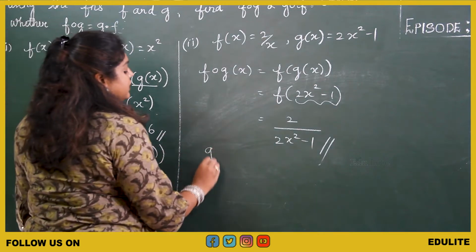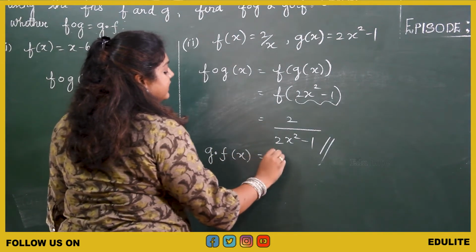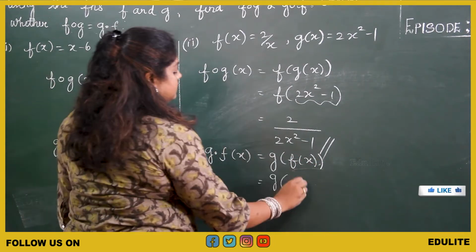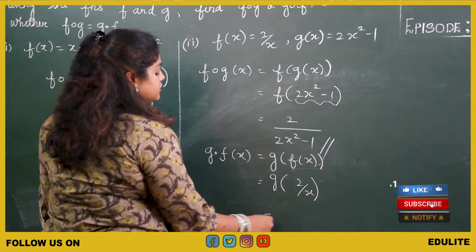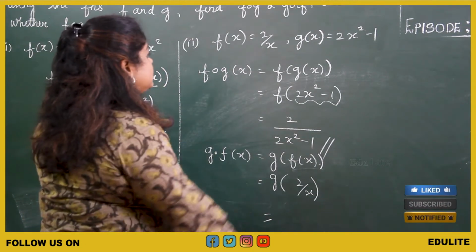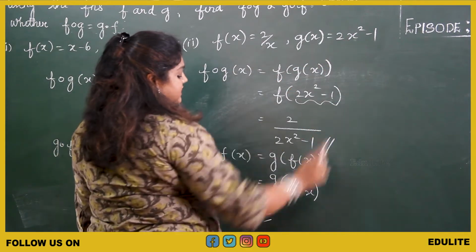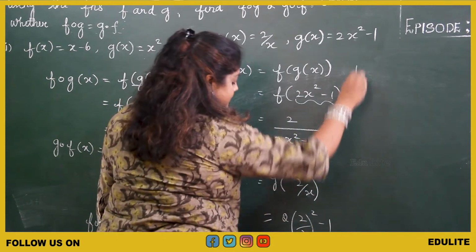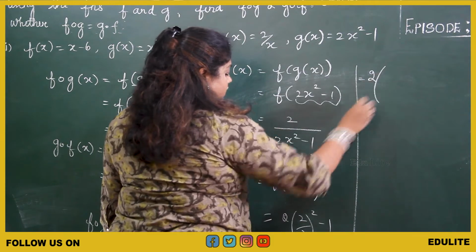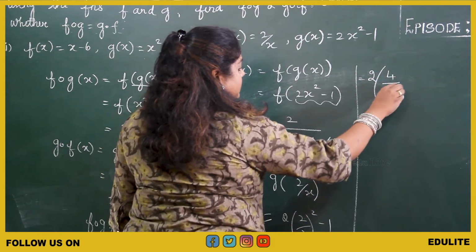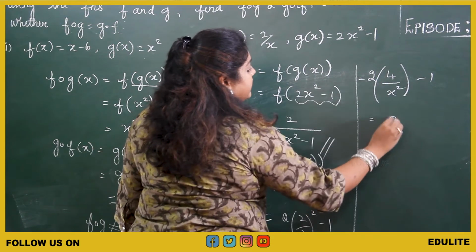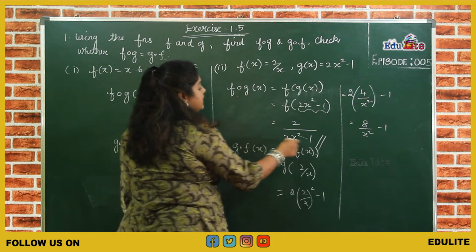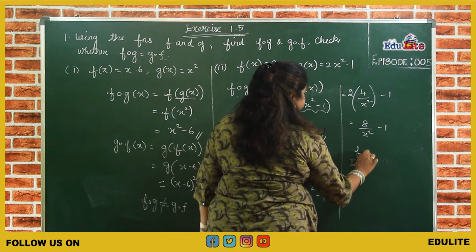Next is we have to find g composite f. g composite f can be written as g of f of x. First, we have to write the function f of x, which is 2 by x. Now, for this, we have to use g of x value, which is 2x squared minus 1. So, instead of x, we have to substitute 2 by x. 2 into (2 by x) squared minus 1. So, 2 into 2 squared is 4 by x squared minus 1. 2 fours are 8 by x squared minus 1. And for this subdivision also, f composite g is not equal to g composite f.